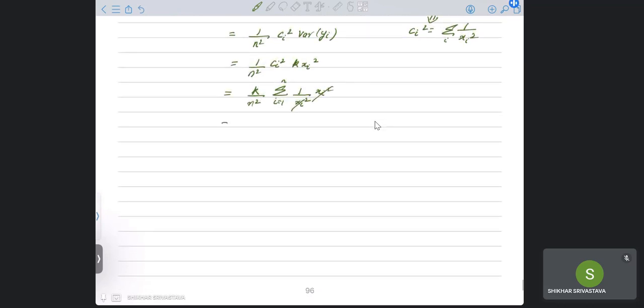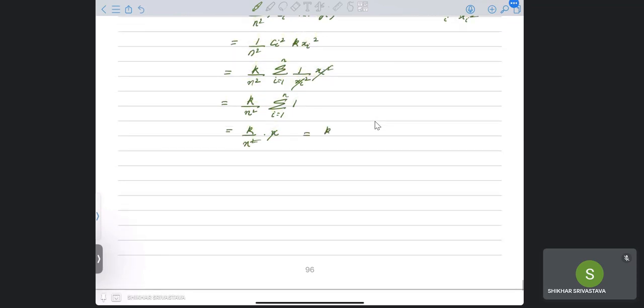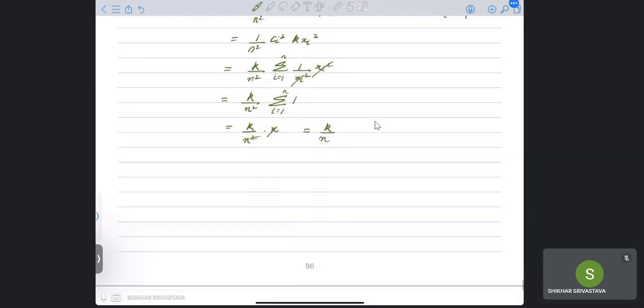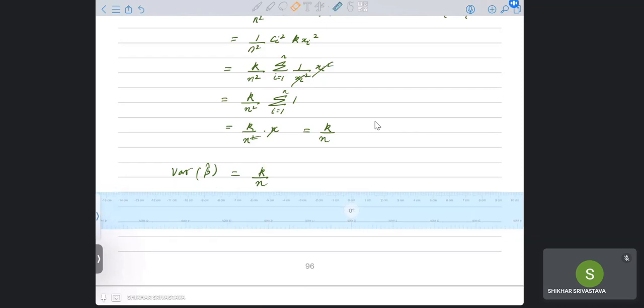So you are left with k upon n square times the summation from i equal to 1 to n of 1. So it will be k by n square times n. The n cancels, so k by n. So the variance of your estimated beta cap is nothing but k by n. This is the answer for this question.